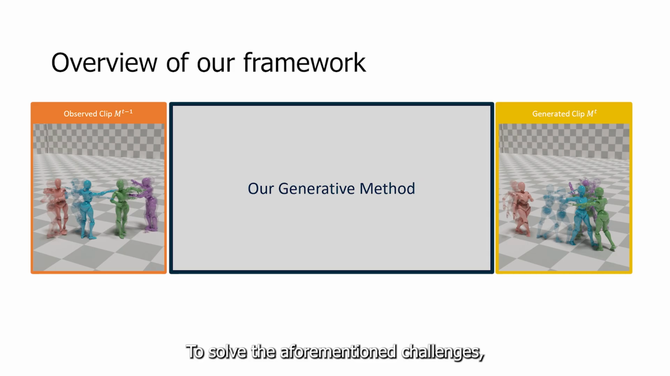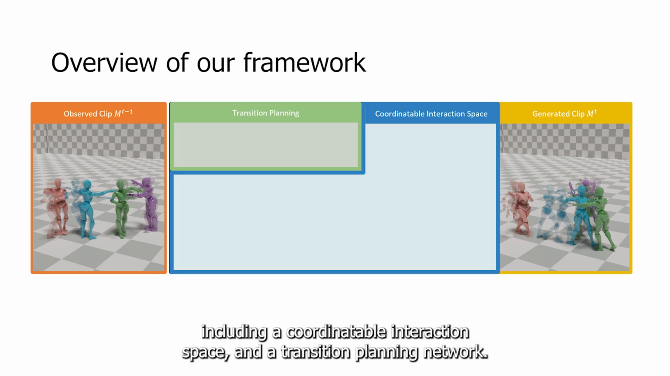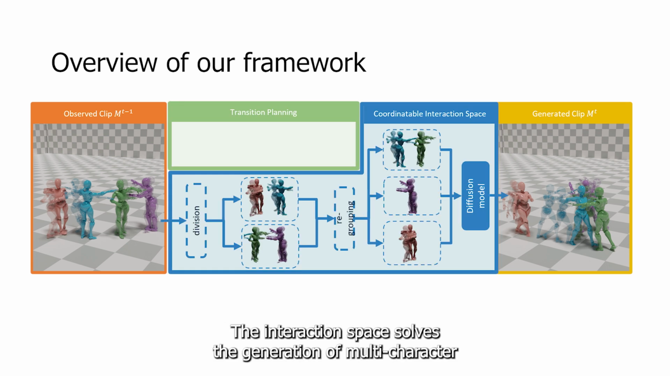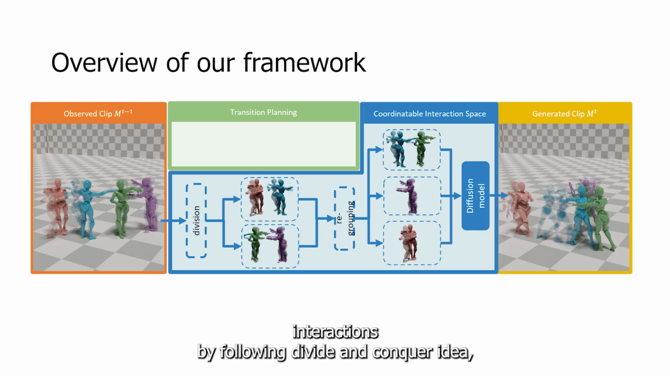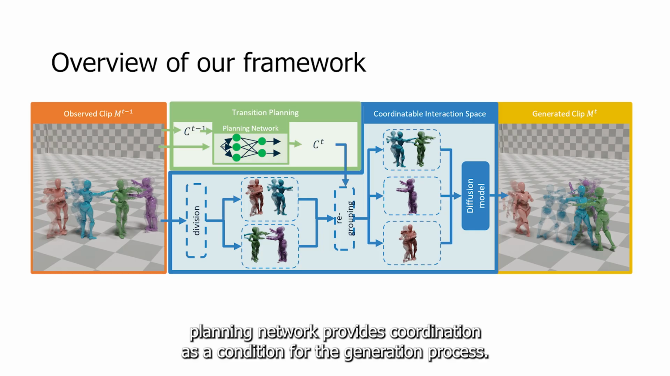To solve the aforementioned challenges, we propose our generative method for multi-character interaction synthesis, including a coordinatable interaction space and a transition planning network. The interaction space solves the generation of multi-character interactions by following a divide and conquer idea without requiring a multi-character dataset. The transition planning network provides coordination as the condition for the generation process.